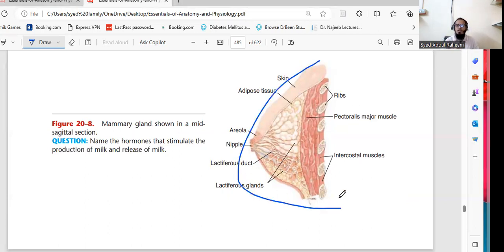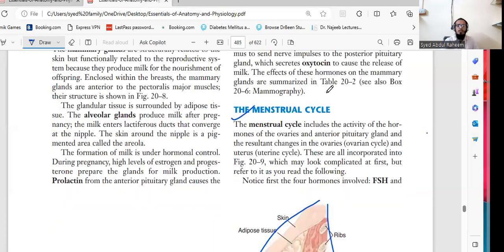It is near the chest region, near the pectoralis major muscle, and interiorly we have ribs and lungs, all of those are attached. So what is the function? To produce milk for the nourishment of the baby.